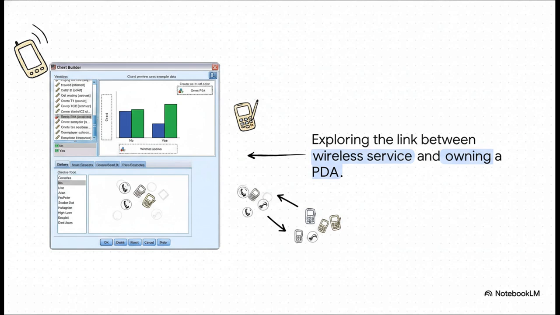The most important part of making a chart is knowing what question you're trying to answer. So for this example, we're going to ask, is there a connection between people who have wireless service and people who own a PDA? Yeah, I know, PDAs. Little retro, but the concept is exactly the same for any data. So we'll drag our wireless service variable to the x-axis at the bottom, and then we'll drag owns PDA to what's called the cluster zone. Our little experiment is all set up.